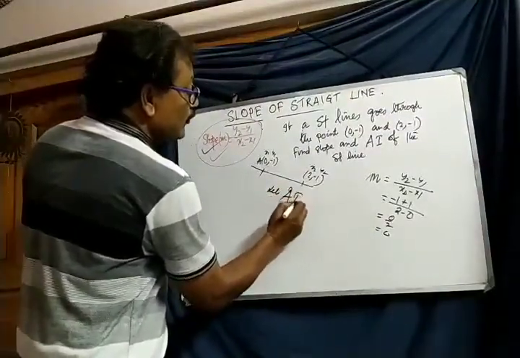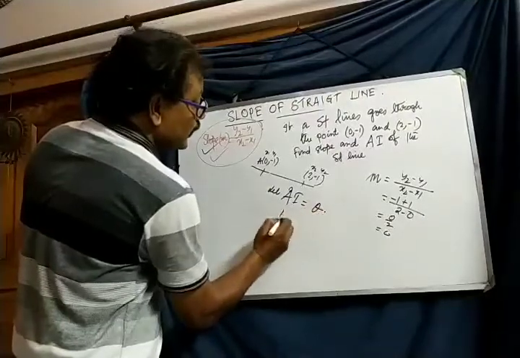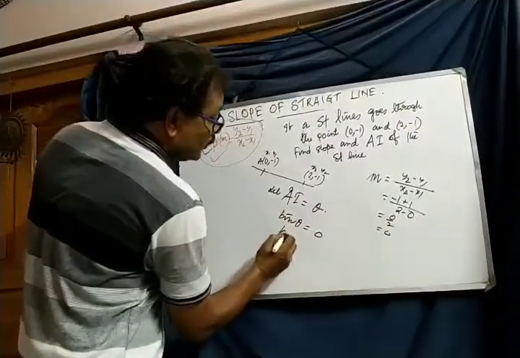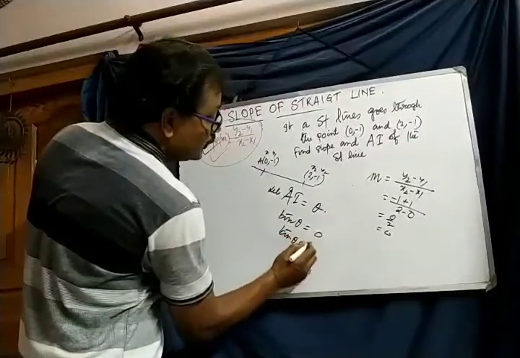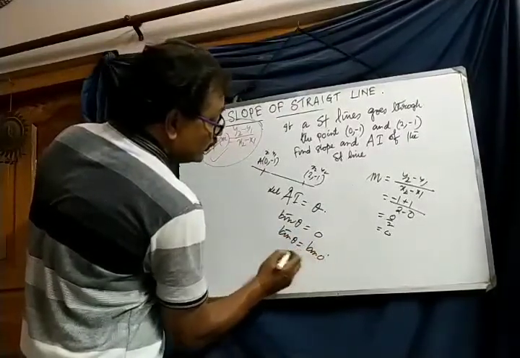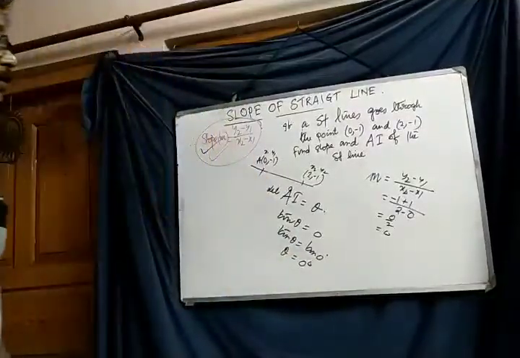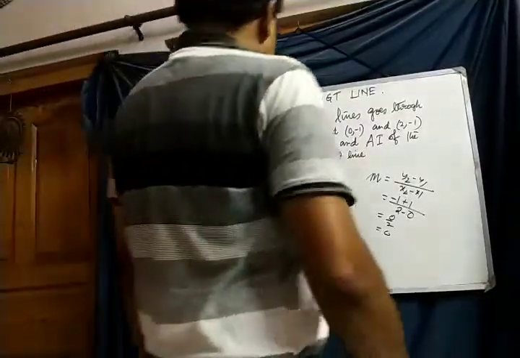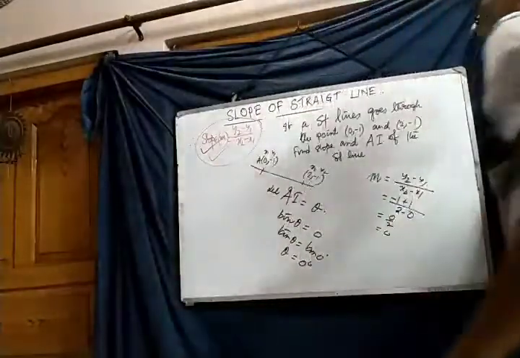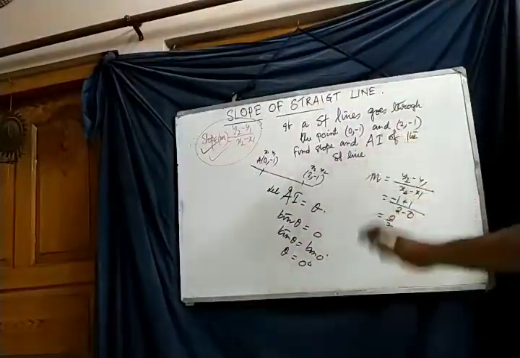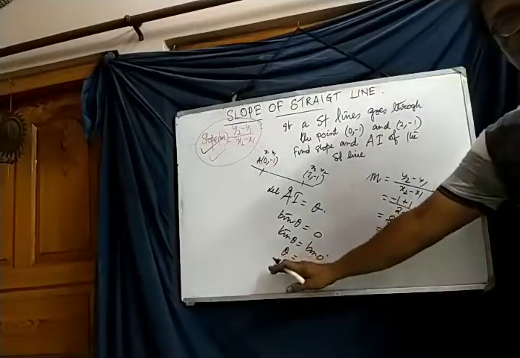Let the angle of inclination be theta, then tan theta equals 0. So tan theta equals tan 0 degree, theta is equal to 0 degree. Therefore, the angle of inclination is 0 degree. Then what criteria is fulfilled here? Tan theta is equal to 0.